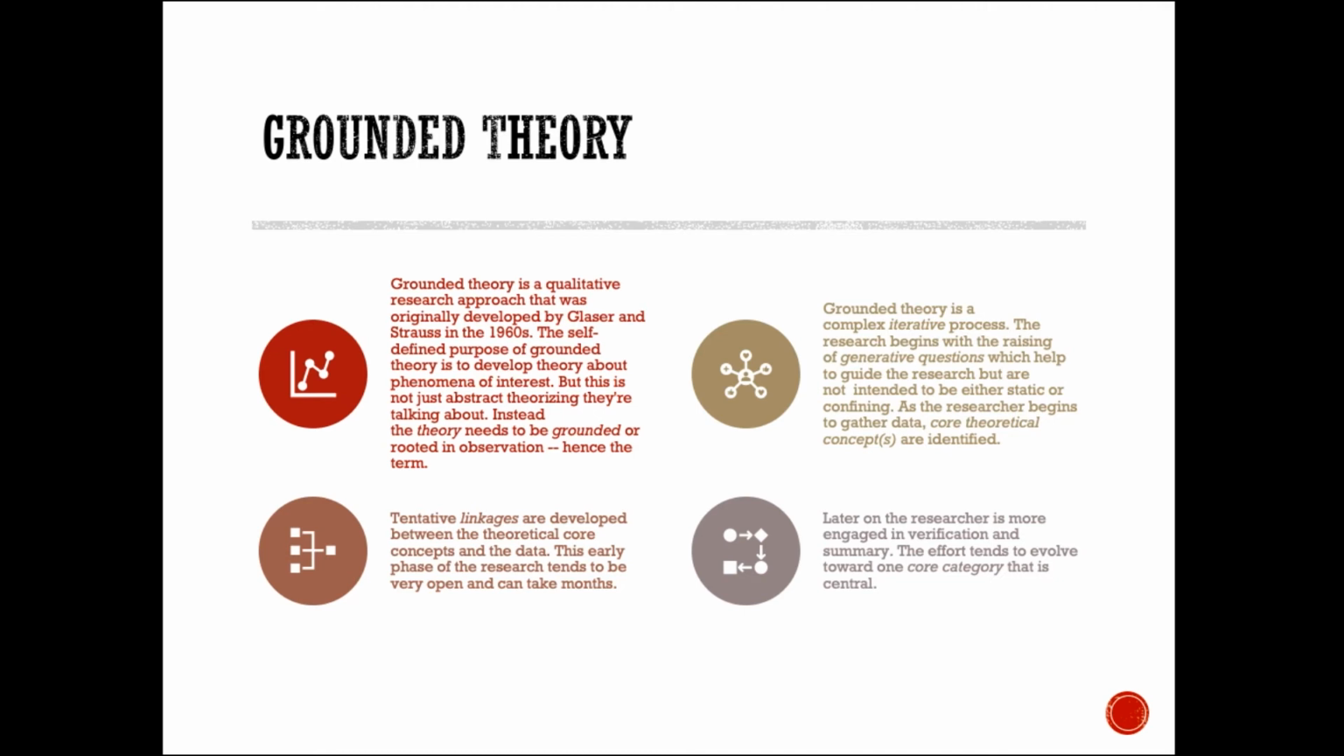As the researcher begins to gather the data, core theoretical concepts are identified, or we call them the domain, the categories, or the themes. After that, tentative linkages between those categories or themes are developed, and here theoretical core concepts emerge from the data. This early phase of the research tends to be very open and can take months and years.